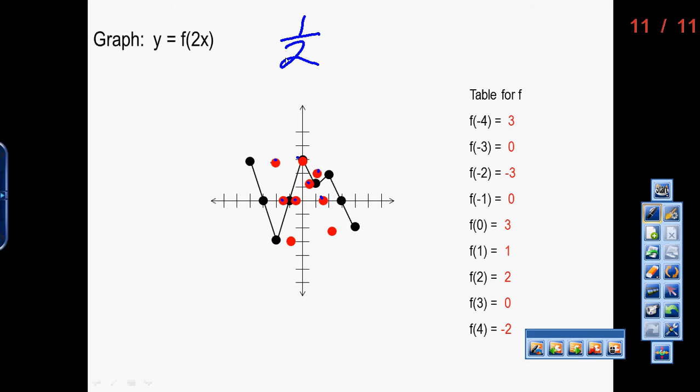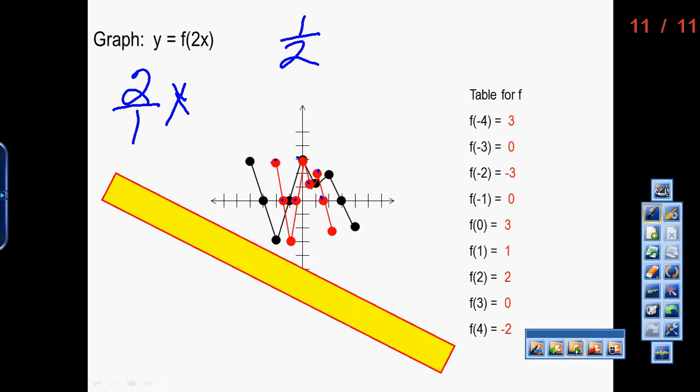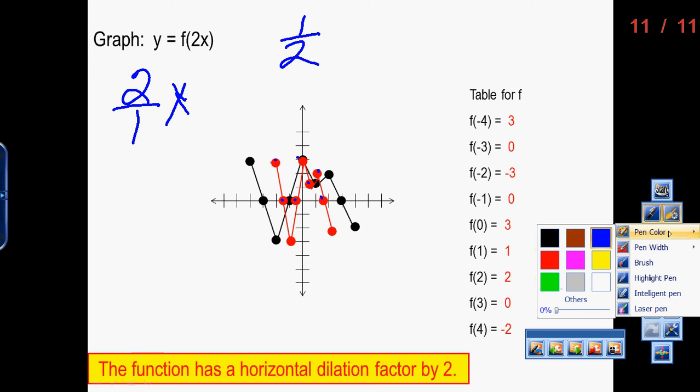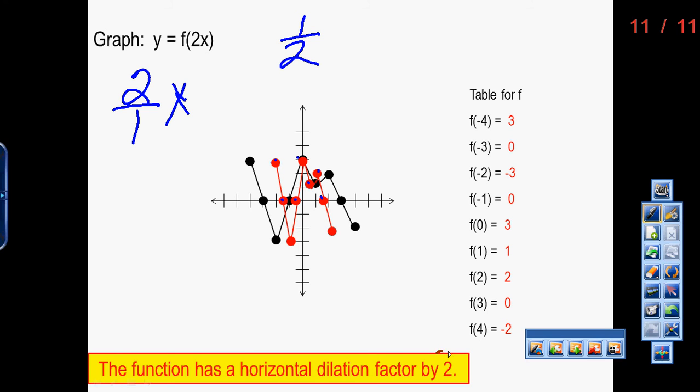So let's talk about what we said about it always being opposite of what you think. So I'm thinking because that's 2 over 1 times x, it's going to have a dilation by 2 over 1. But because it's inside the parentheses, it's going to do the opposite of what you think. So it's going to have the reciprocal effect on it. So it's going to actually dilate by 1/2. And this is the only place in this video that is going to be wrong because they put a 2 here. But you'll see that they correct it later on. So make sure you understand that this is by a 1/2.